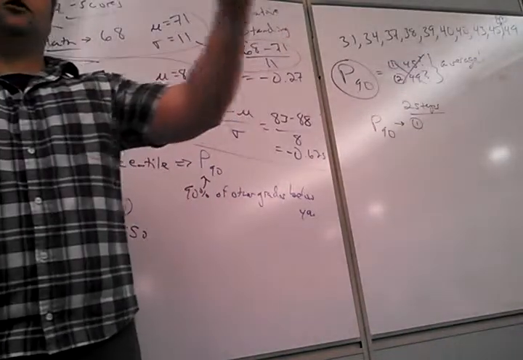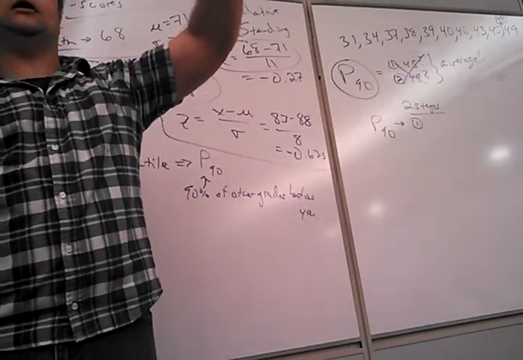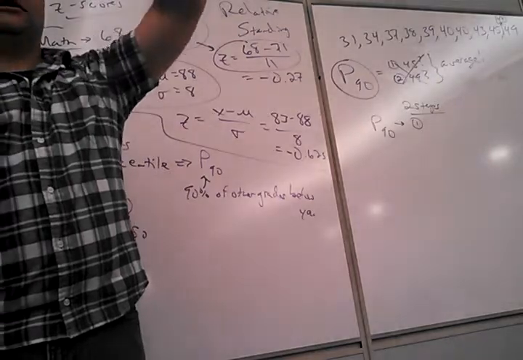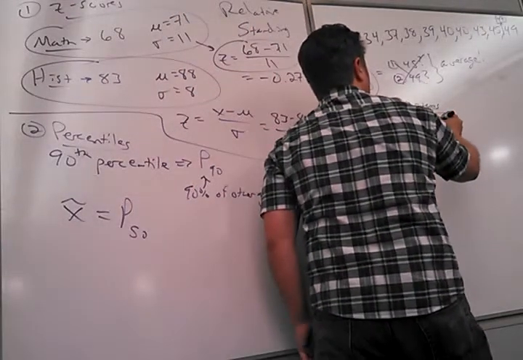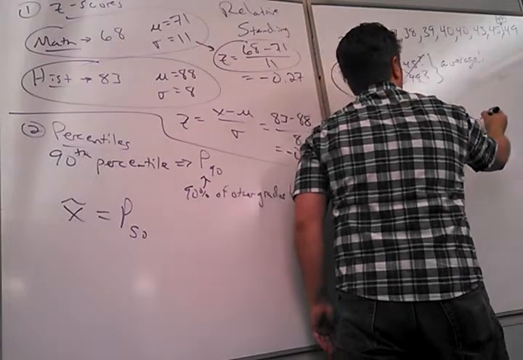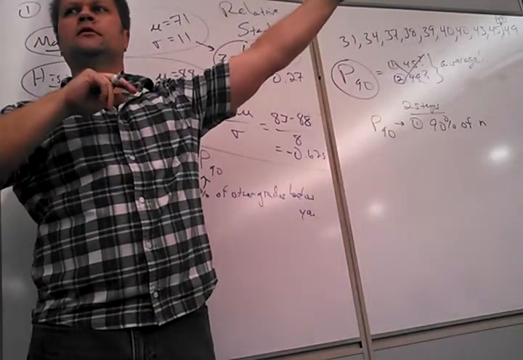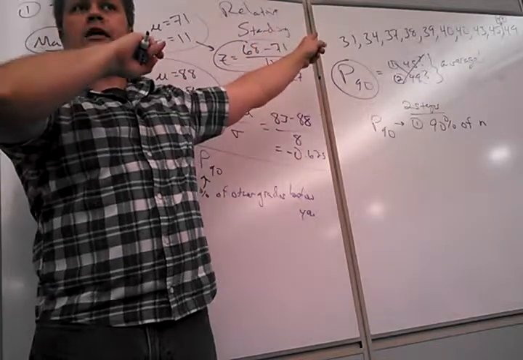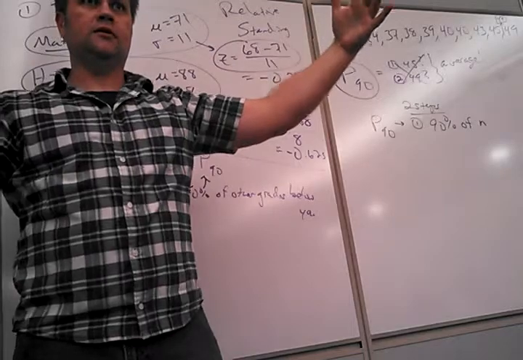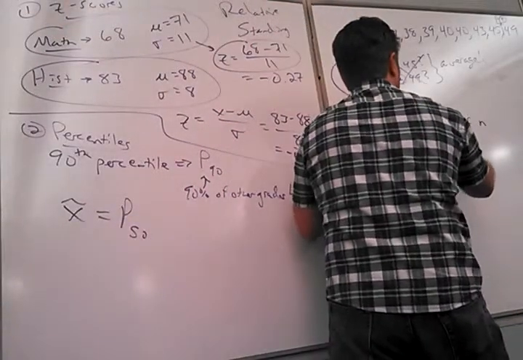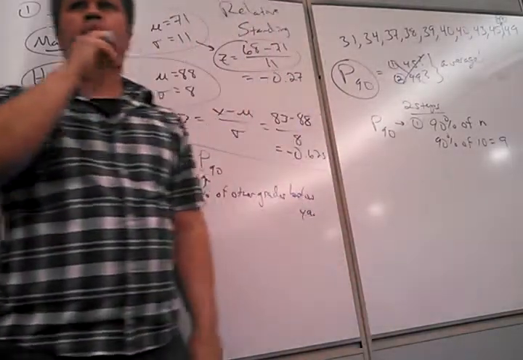If my list is in order, how far do I have to go approximately to find the 90th percentile? I have to go about 90% of the way in, right? So to find P90, I would take 90% of n. And what's n in this case? In this case, it would be 10. There's 10 total numbers. So the first step would be, what's 90% of 10? 9.